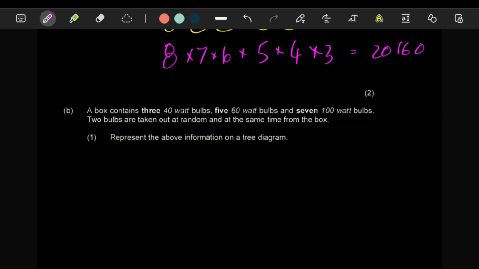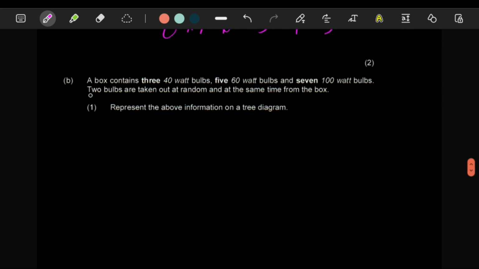So when they say stuff like take out at random and at the same time, just remember that even though they're saying that these bulbs are taken out at the same time, when you represent it in, for example, a tree diagram here, you're going to need to show a scenario where the first one gets taken out and then the second one afterwards, because one way or the other, that's how realistically speaking it plays out. So here they say represent this information on a tree diagram. So 2 bulbs being taken out.